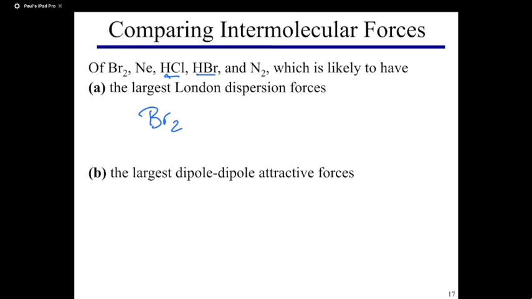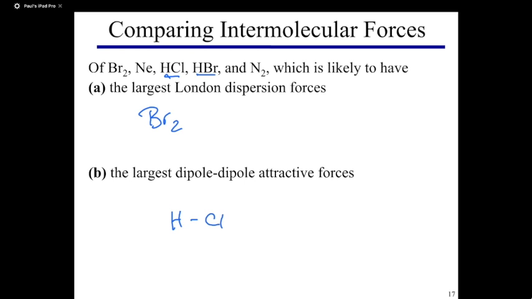Now, when I'm comparing this, one side of the bond is hydrogen for each of them, and then there's something different on the other side. So, in this case, I have to look at the difference between chloride and bromide. Which one is more electronegative? Chlorine.